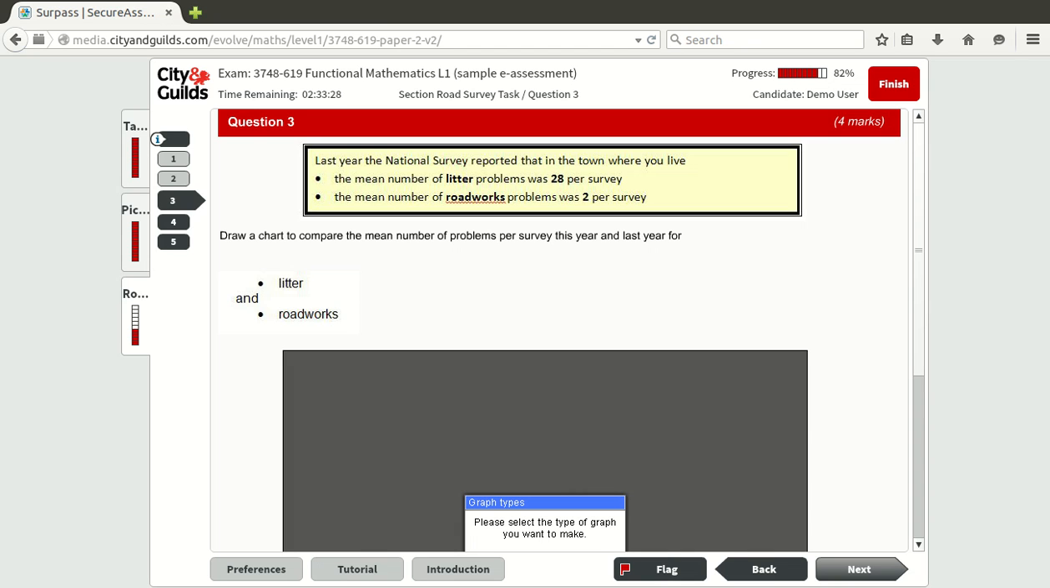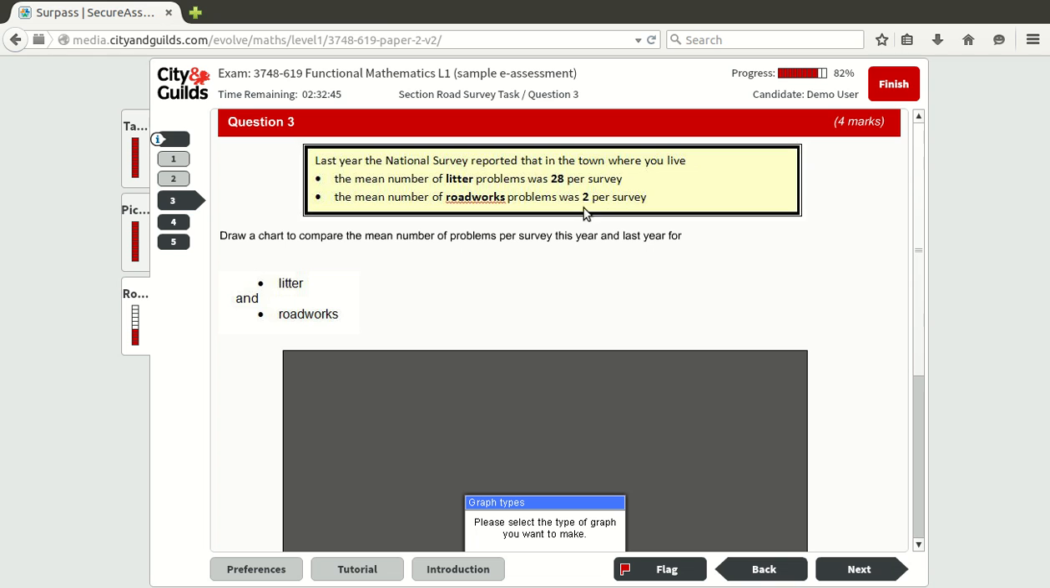Right, now we have to draw a chart. So last year the National Survey reported that in the town where you live, the mean number of litter problems was 28 per survey. The mean number of roadwork problems was 2 per survey. Draw a chart to compare the mean number of problems per survey this year and last year for litter and roadworks. So please again pay very careful attention to the words in bold.